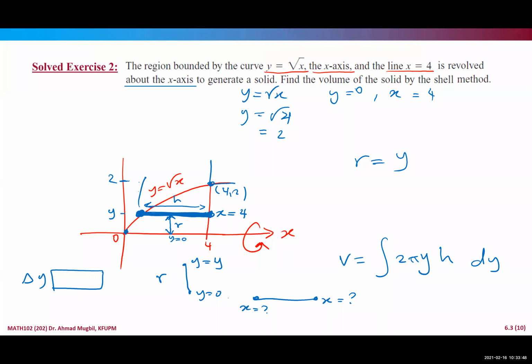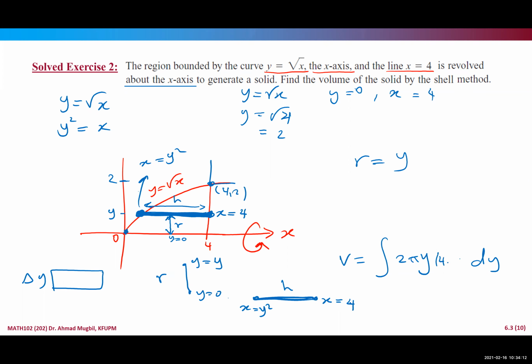X is y squared. You just have y equals square root of x. Solve it for x by squaring both sides, so you will have x equals y squared. So x here is y squared, and x here is 4. So to find the length of this line, which is h in this case, it will be 4 minus y squared.